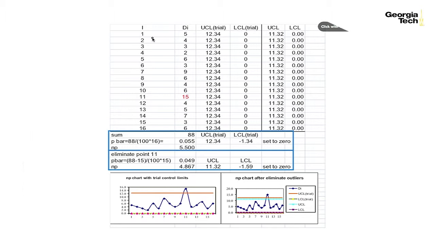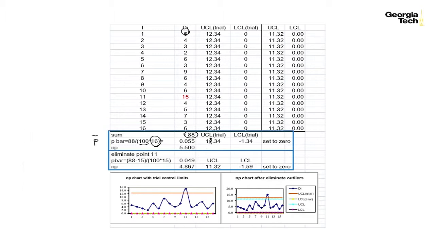As you can see, in the first one, out of 100, I have 5 non-conforming. So we have the summation as 88. 88 divided by 100 times 16. 100 is sample size and 16 is m. Then I get P bar as 0.055.